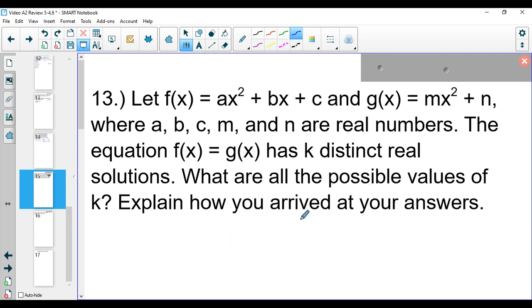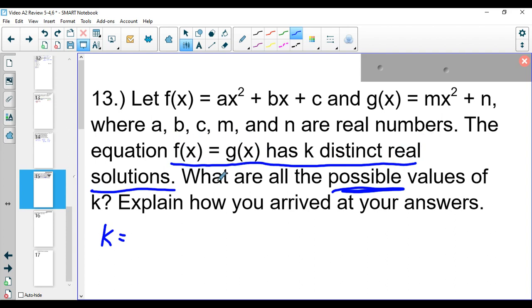All right, so they're asking us for k, so what could k equal? And it's possible values, so there's probably going to be more than one. And what is k though? Oh, okay. So it's saying k distinct real solutions. The equation f of x equals g of x has k distinct real solutions. So they're asking us essentially how many real solutions this equation will have.